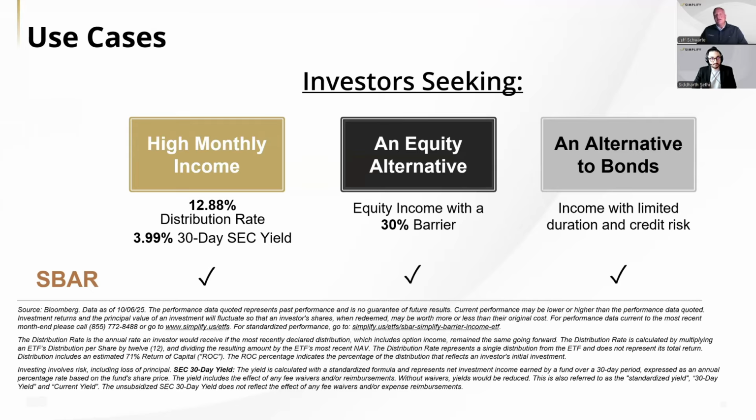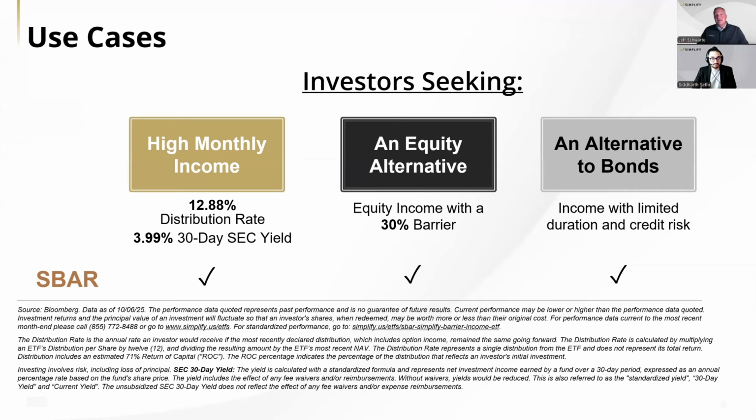Also, investors seek an alternative to equities. As we all know, equities can have some volatile episodes, and we're able to mitigate some of that equity volatility using a barrier option set at 30%. Every barrier option within SBAR will have a 30% barrier, which basically means at the end of the term structure, if the reference indices have broken the barrier, the fund would participate in that drawdown.